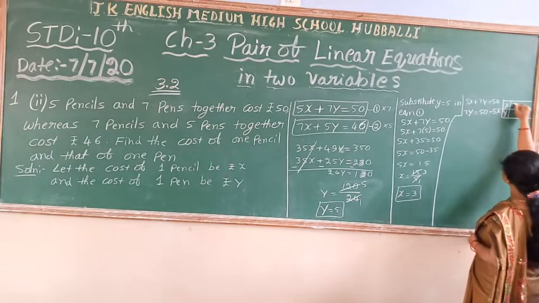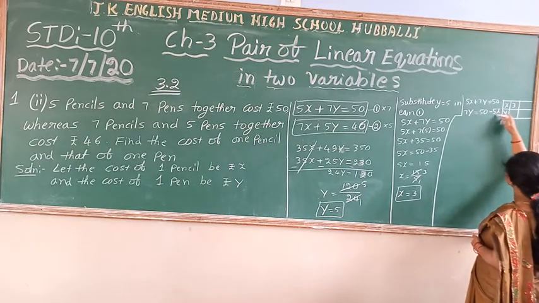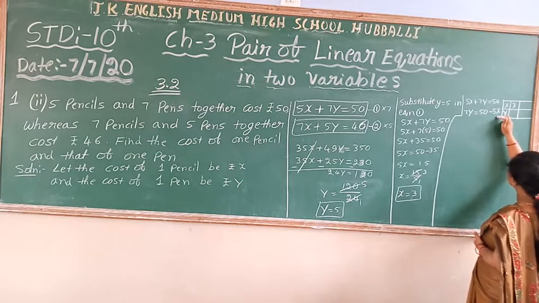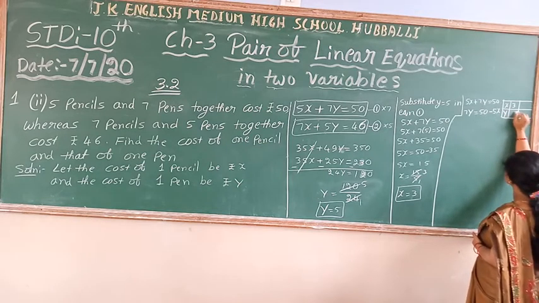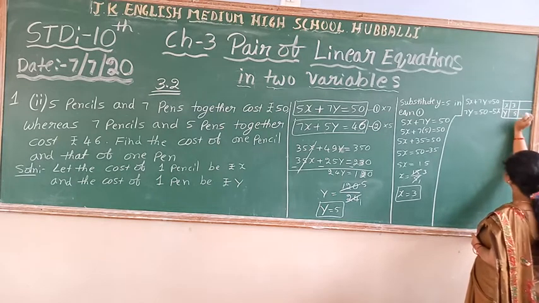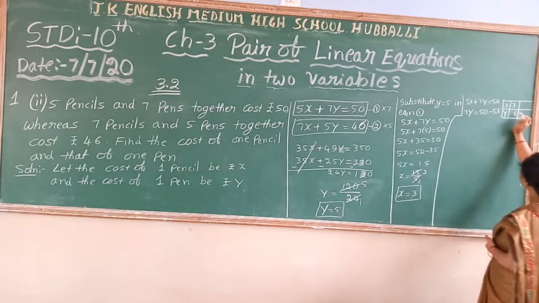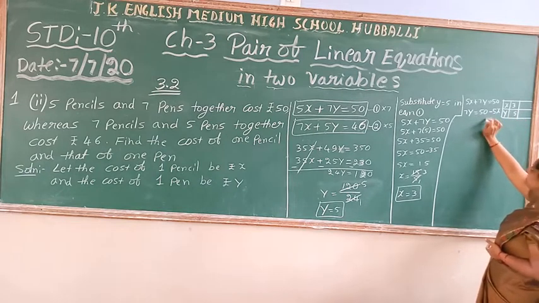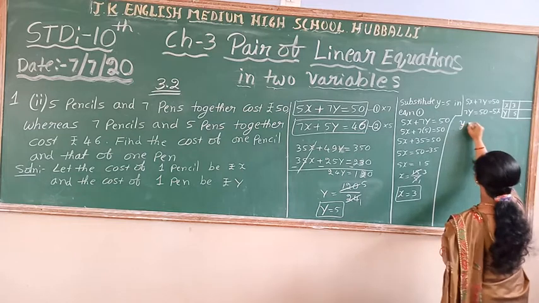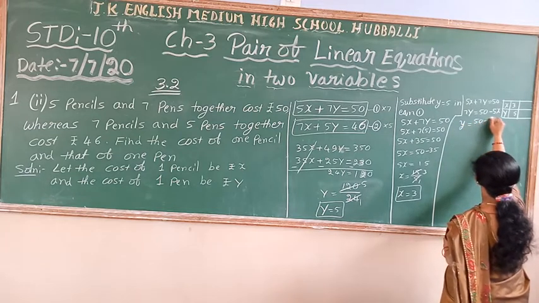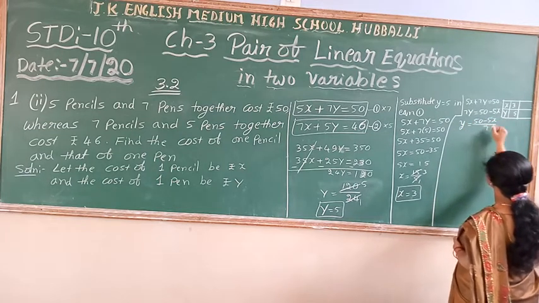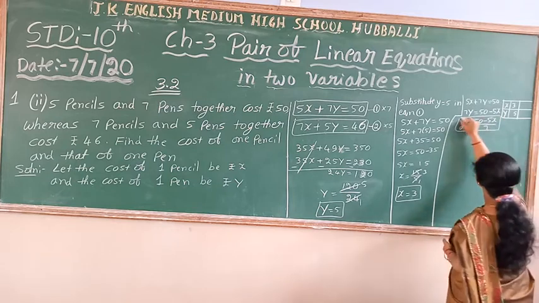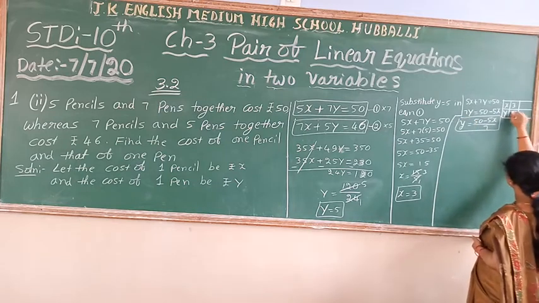3 5s are 15. 50 subtract 15, then 10 minus 5 is 5, 4 minus 1 is 3. So you will get 35, 7 5s are 35. So y is equal to (50 minus 5x) divided by 7. If you simplify this, you are going to get the y value 5 only.